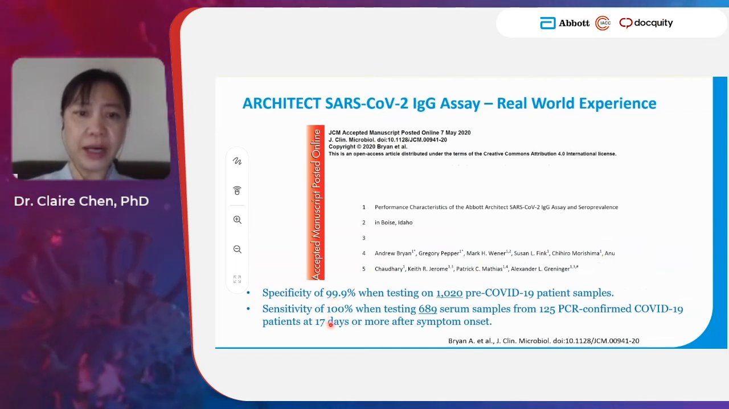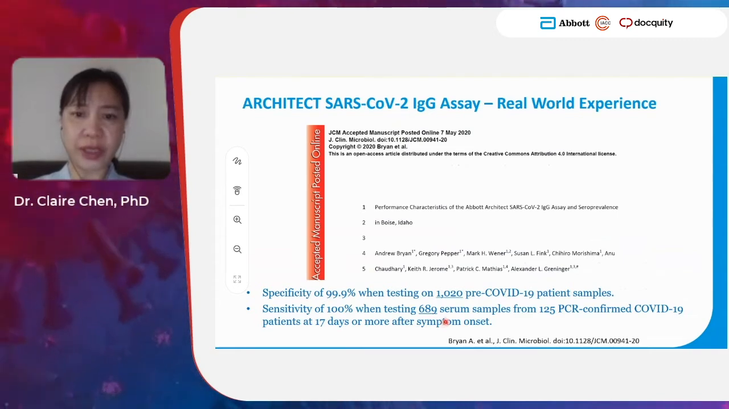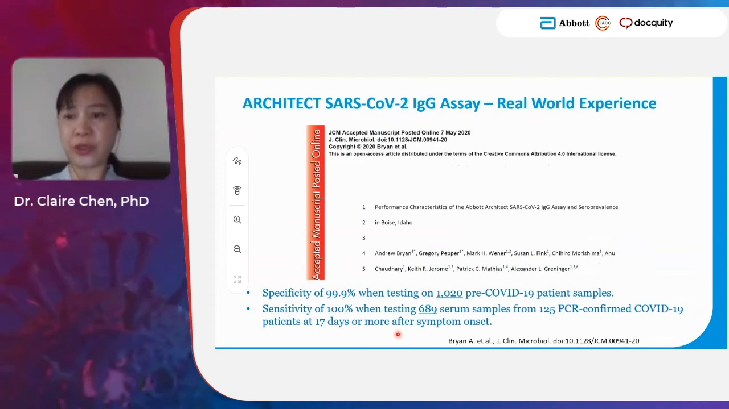And also, from these almost 700 serum samples, which were confirmed by PCR, they found the sensitivity is 100% for the samples above 17 days post-symptom. So this is actually the real-world data from our users.